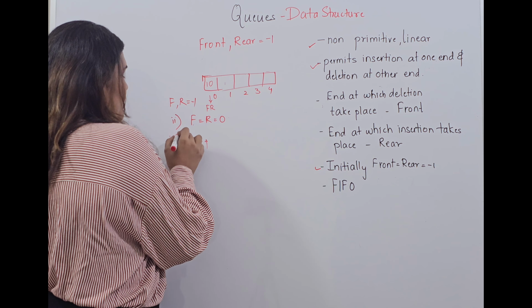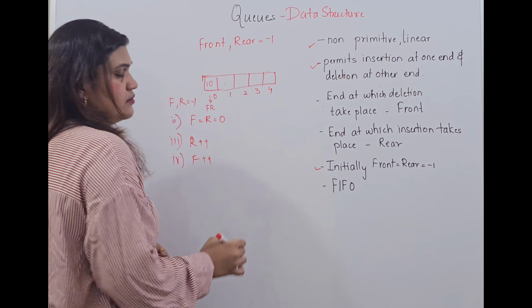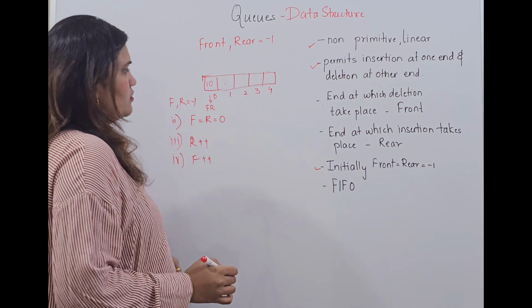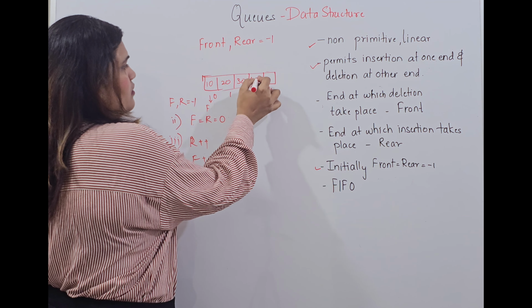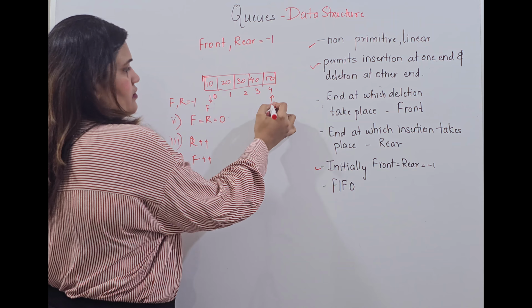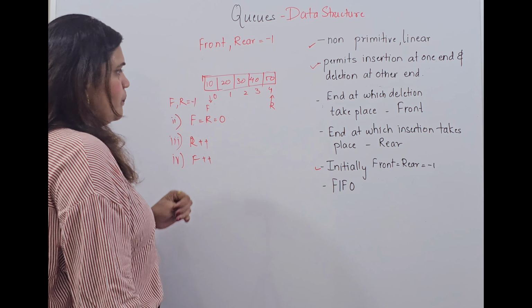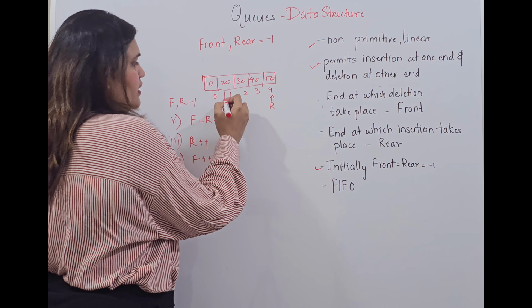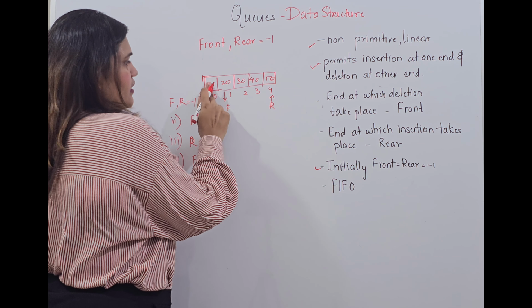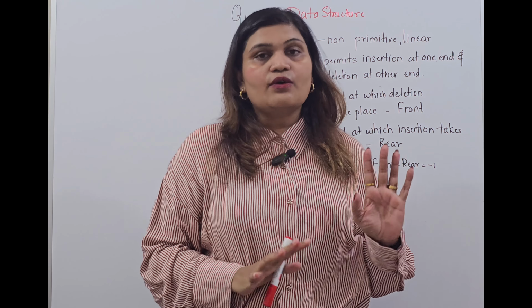When will your front be incremented? When you are deleting. Front will also go further, right? Now suppose I have all the elements and my rear is here, because the concept says increment the rear, then put the element. So when I want to delete an element, I have to increment my front. Automatically my element is deleted. Fine. So this is how a queue works.